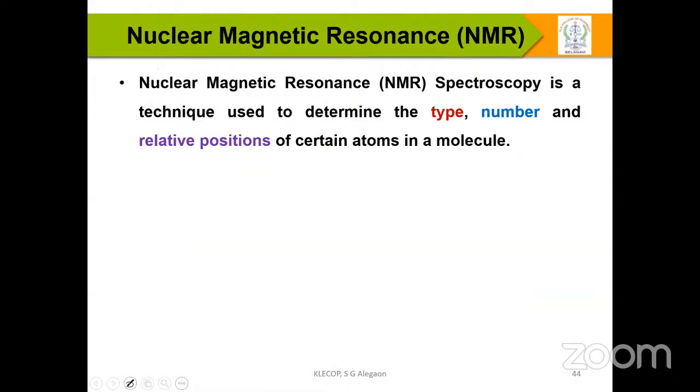But to understand an NMR spectrum, one should know what NMR is and how I am going to utilize it. It is a technique to understand the type, number, and relative position of certain atoms present in the molecule. If I am using proton NMR, I can understand how many types of protons, how many protons, and what the relative positions of the protons are.